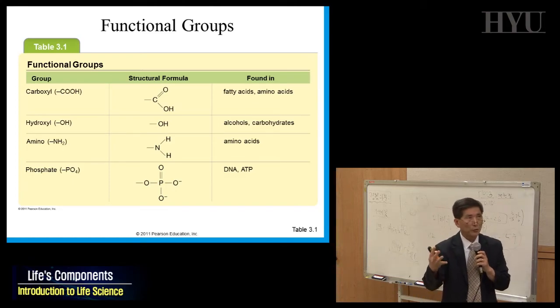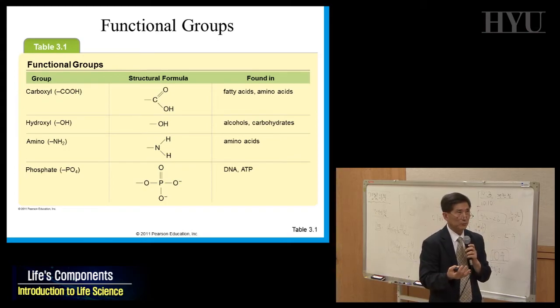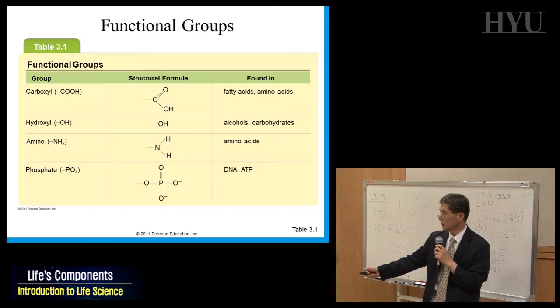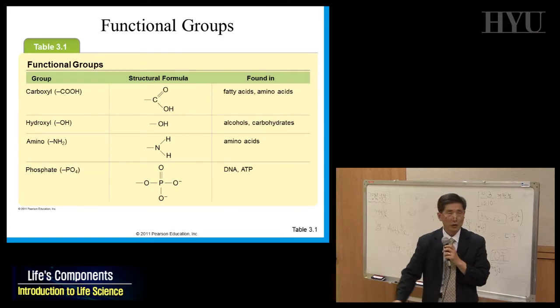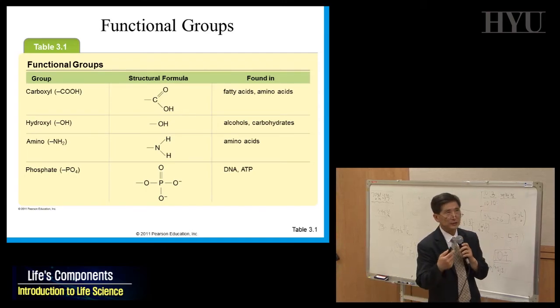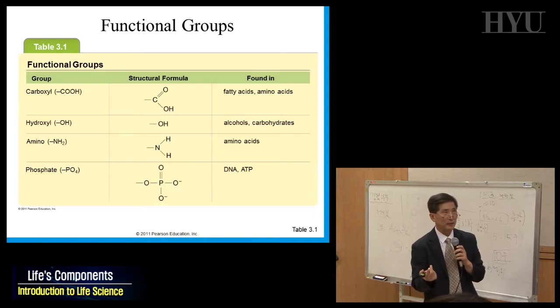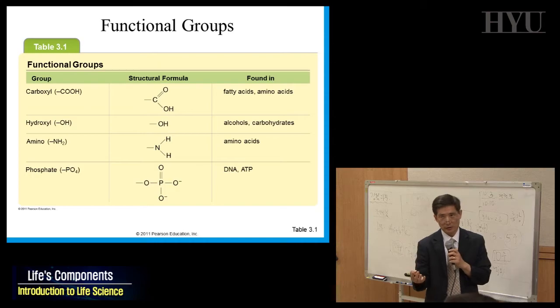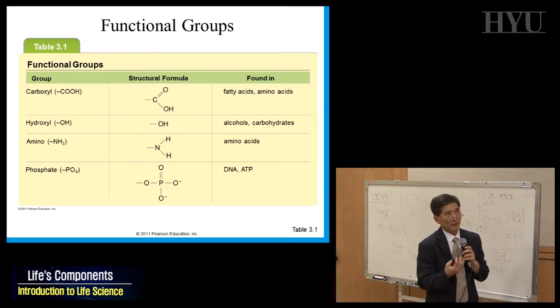The fourth group is called the phosphate group. Phosphate, phosphorus and 4 oxygens, PO4 minus. So it has charge, and you will see this a lot in DNA and ATP. It's okay if you don't know what DNA or ATP is at this point, but we'll learn about it. In that case, we have to know the phosphate group.